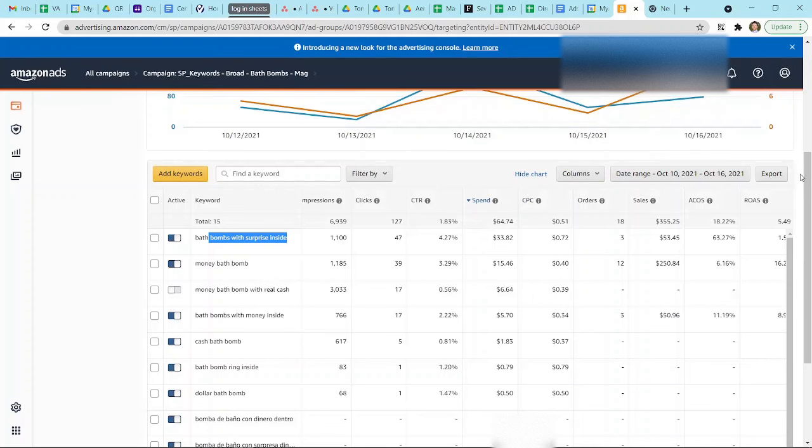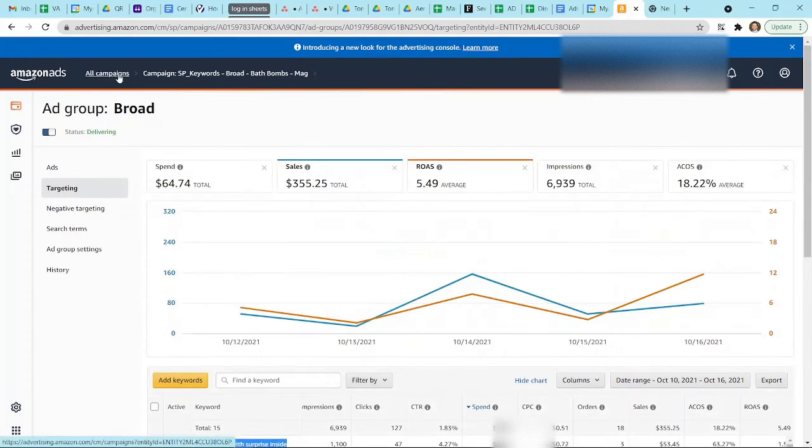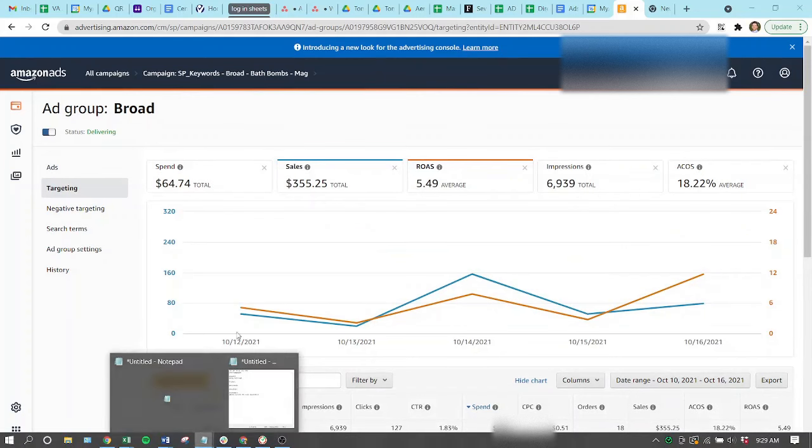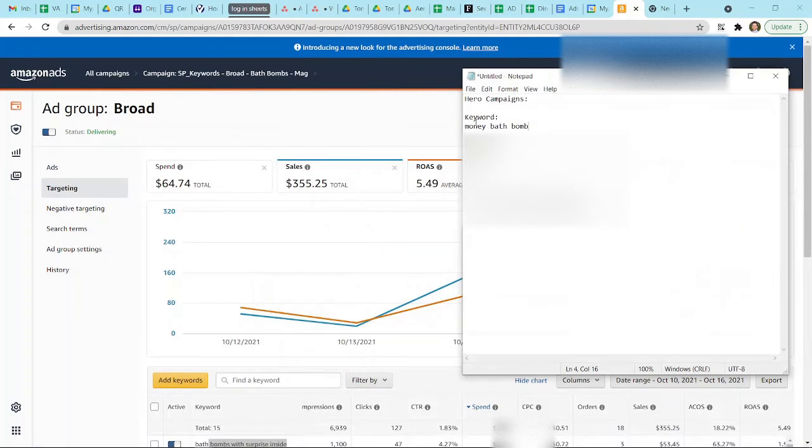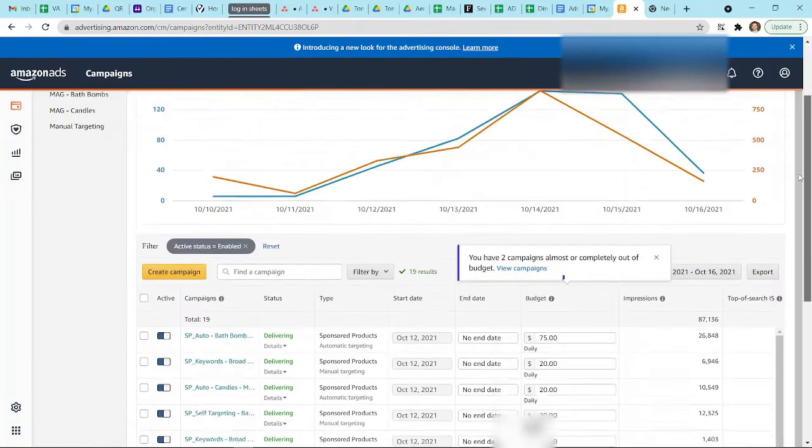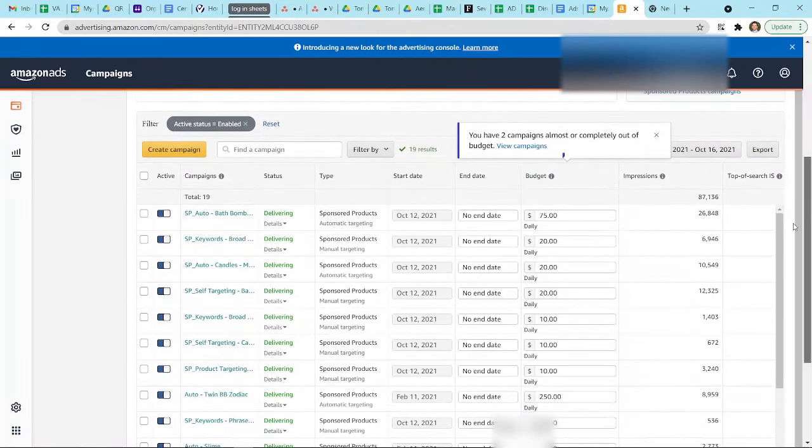Okay. So then later I would go back and pull out these guys, and I would look to make these individual. I would create an individual, for sure. I will create an individual hero, keyword hero exact target for Money Bath Bomb. That's of course after I go through all these campaigns, assuming it's not already created somewhere down here.